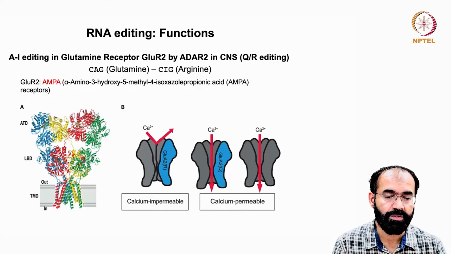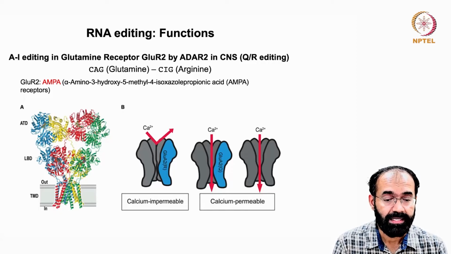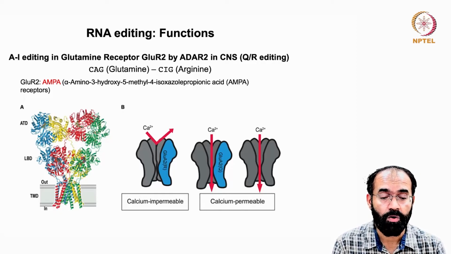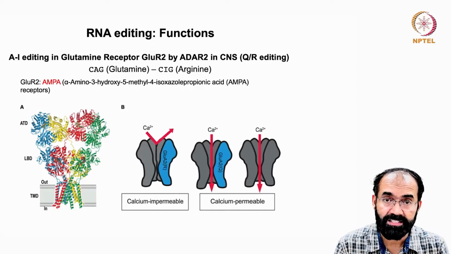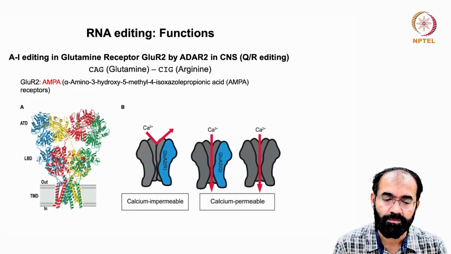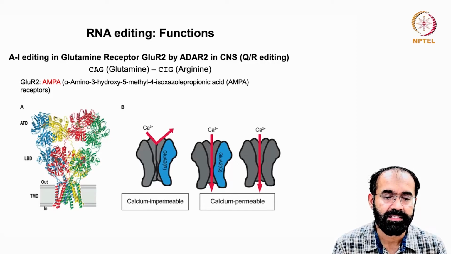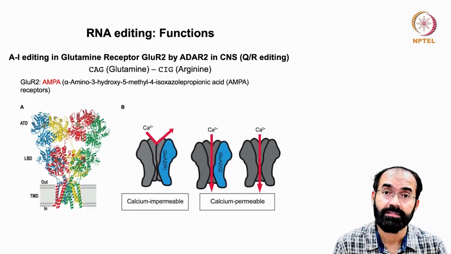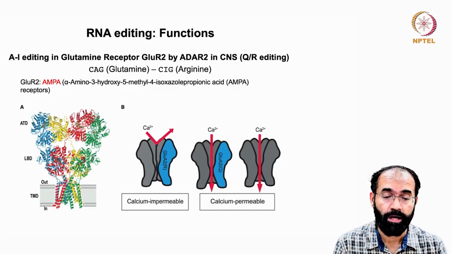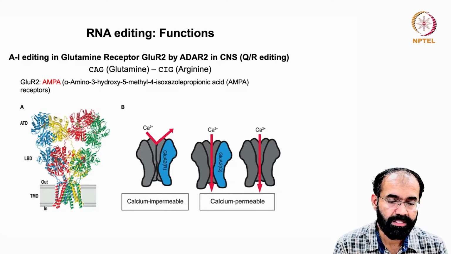And at B, what you are seeing is calcium impermeable or calcium permeable. So what we should understand is what the mutation is. This blue one is the subunit, the glutamate subunit, that is GluR2 of the AMPA receptor, and there are other subunits which are unaffected. So what happens when you have arginine that is edited?